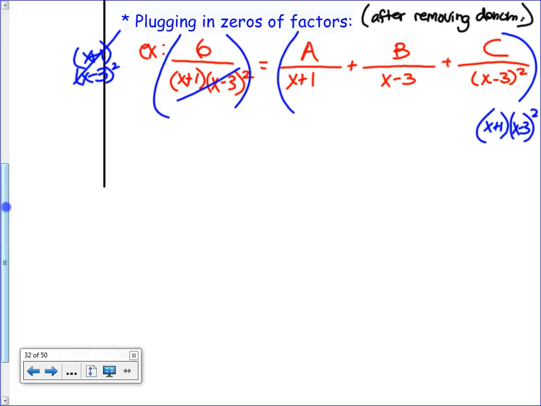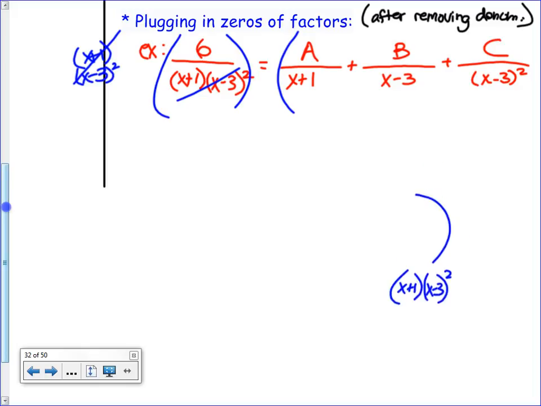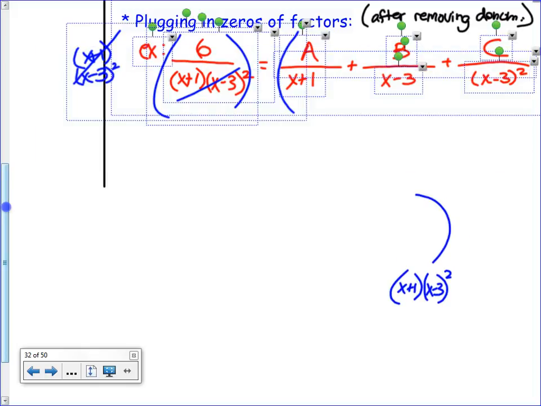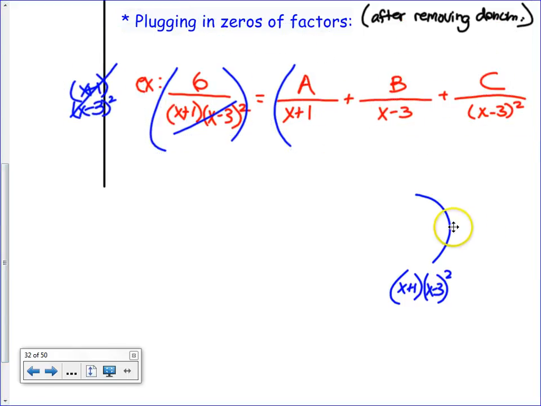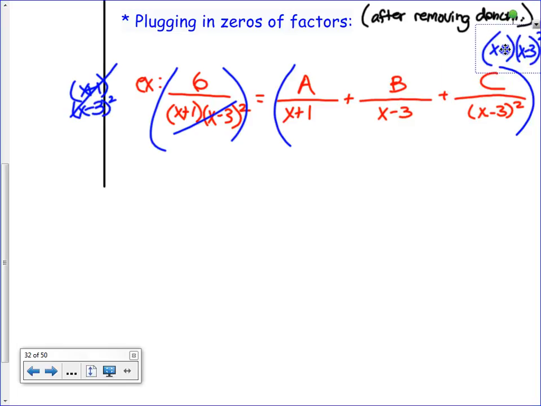Okay. So when I distribute, this is going to look a little awkward because he was on the bottom. Let me move him for just a second. You guys already multiplying? So then what do you get? Let's see. We have 6 equals A, x minus 3 plus b, x plus 1, x minus 3.